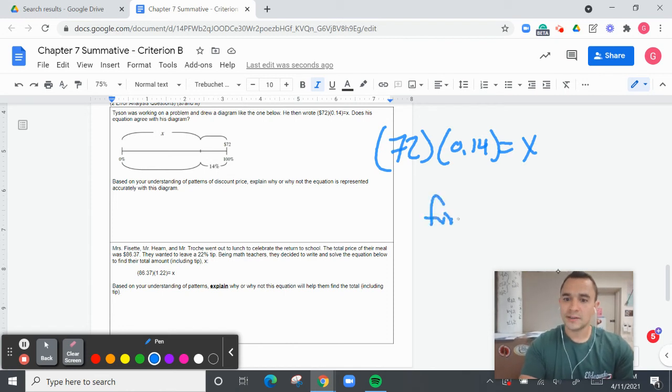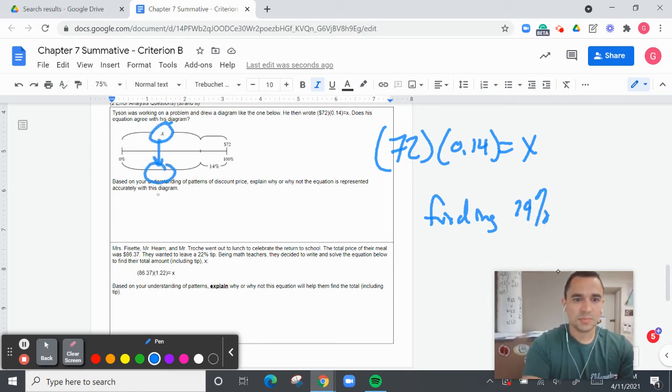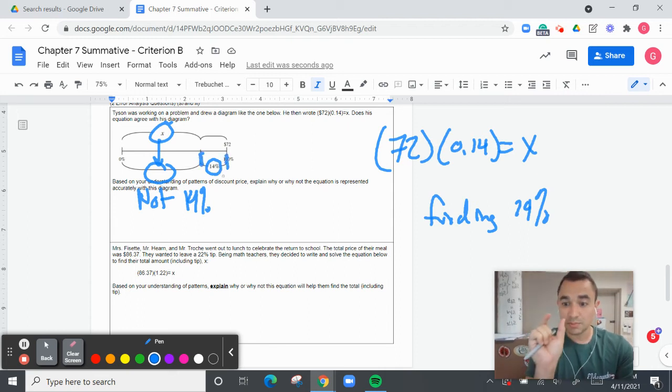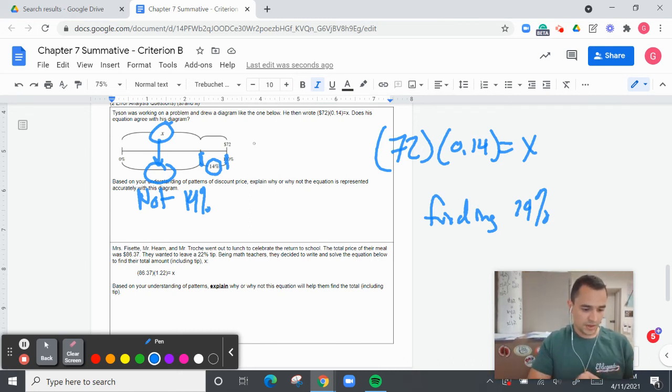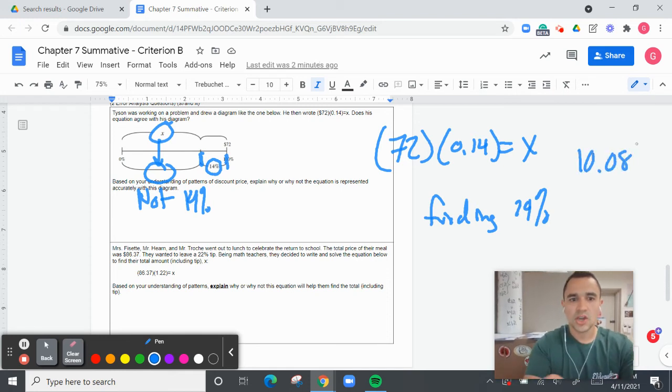We are finding 14%. Okay. This right here should be equivalent to this right here, but this is not 14%. This little smidge from this area to this area is a 14% difference, all right? And so that 14% is going to be, let's go ahead and just plug this in the calculator right now. So we have 0.14 times 72, and that's going to be 10.08. So that means this section is 10.08 in between that section.